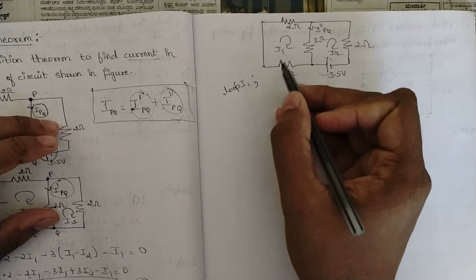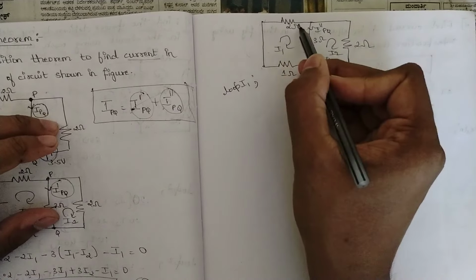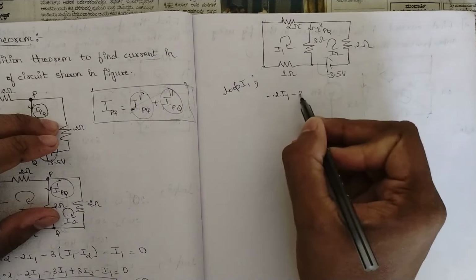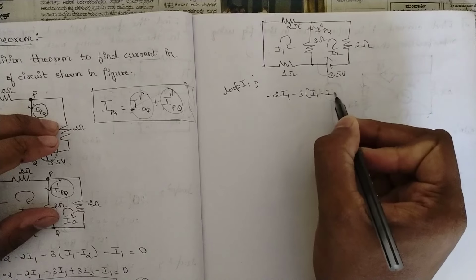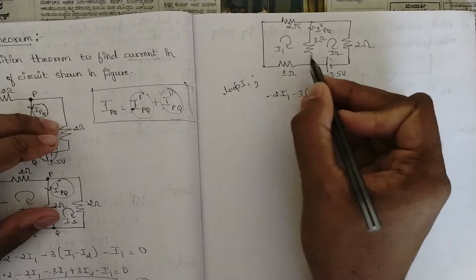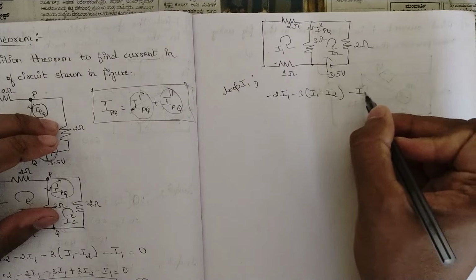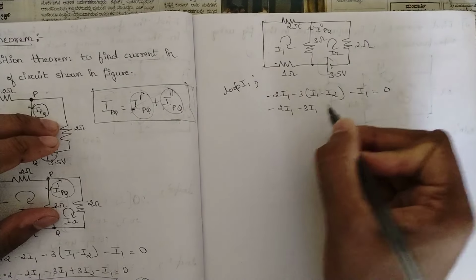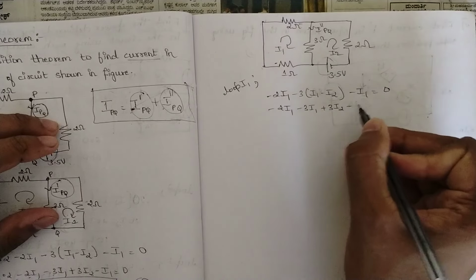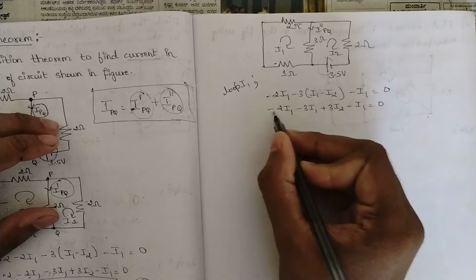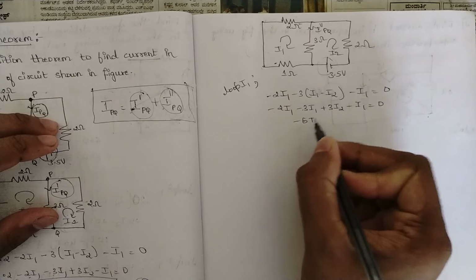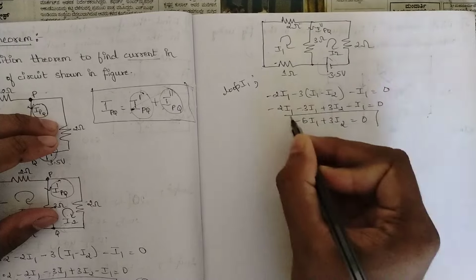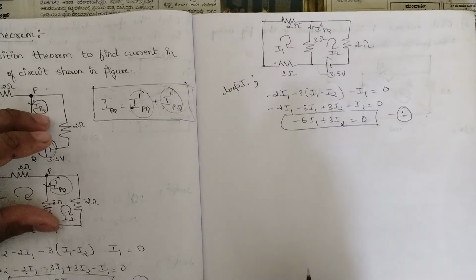Start from loop I1. So start from this resistor, outgoing sign is minus. So minus 2 I1. Then we have minus 3 I1 minus I2. Then we have minus I1 equal to 0. So minus 2 I1 minus 3 I1 plus 3 I2 minus I1 equal to 0. Minus 2 minus 3 minus 1, that is minus 6 I1 plus 3 I2 equal to 0. So this is one equation, name it as equation 1.